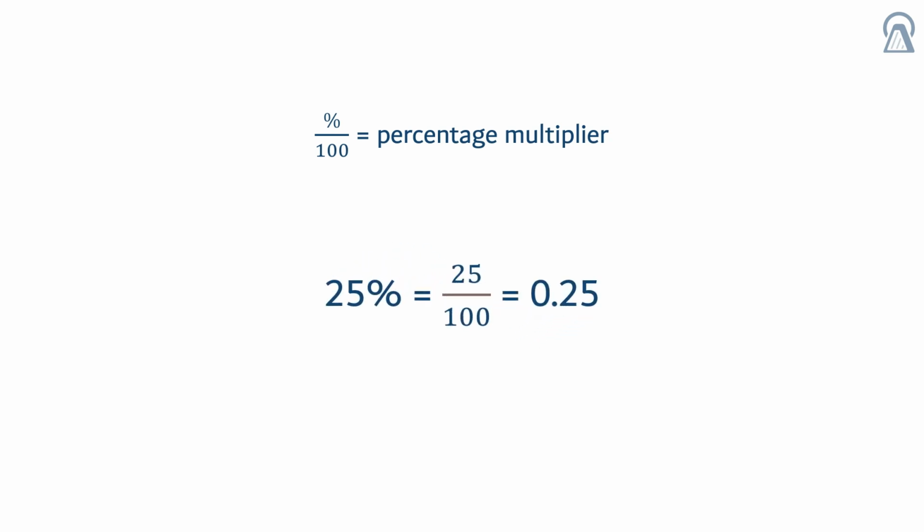First, let's understand what a percentage multiplier is. A percentage multiplier is simply the decimal form of a percentage. So to convert a percentage into a multiplier, you divide the percentage by 100. So if we have a simple example of 25%, if we divide that by 100, we get 0.25. The multiplier helps us perform various calculations really easily.